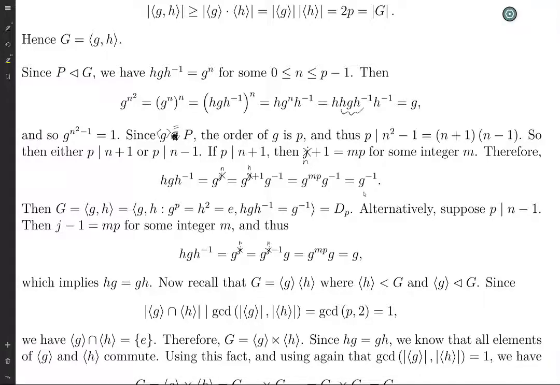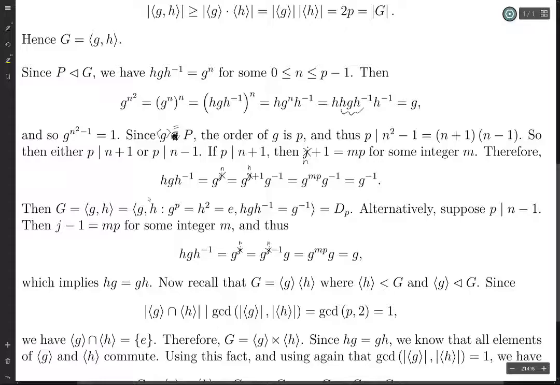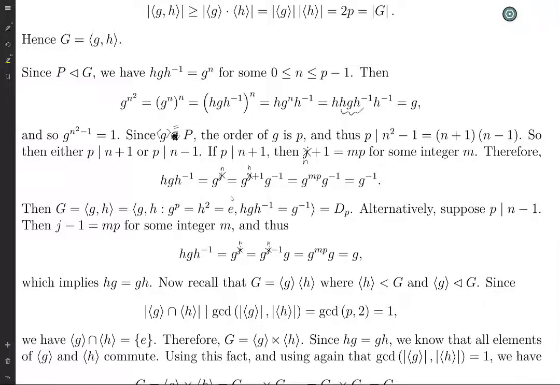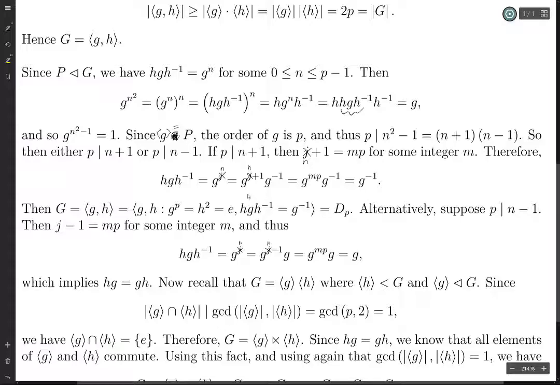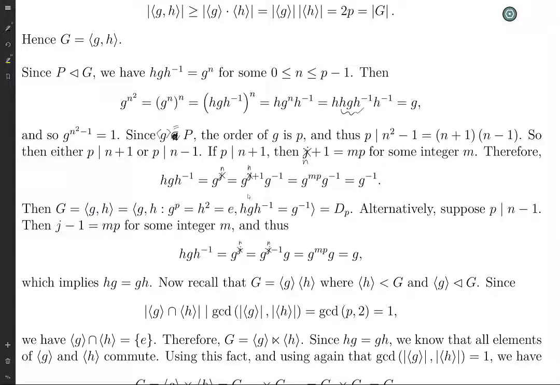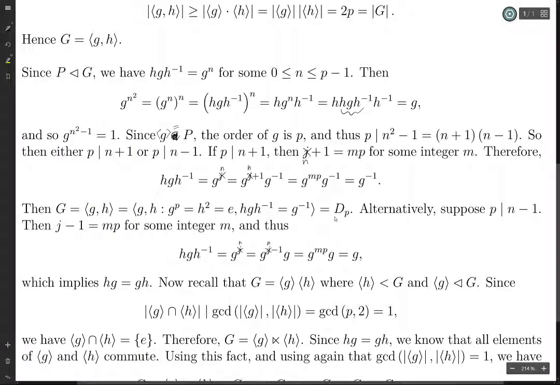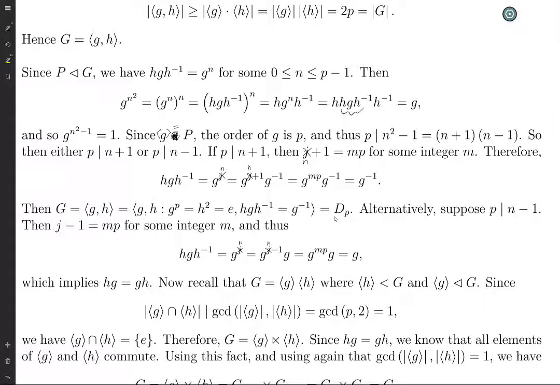And so G is the group generated by g and h, and they satisfy g to the p is equal to the identity e. That's because G has order p, and we know already h has order 2, but then we have this relation HGH inverse equals g inverse. And if you know anything about how we typically define the dihedral group, this is precisely the dihedral group on symmetries of a regular p-gon. Okay, so in this scenario we have G is D, the dihedral group.